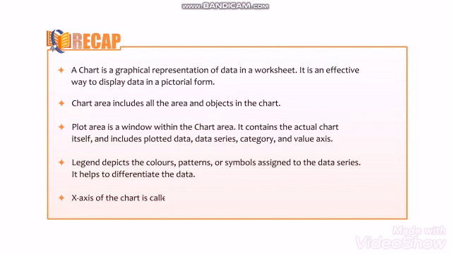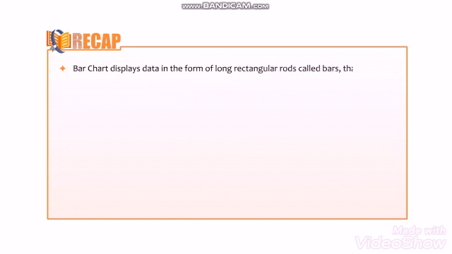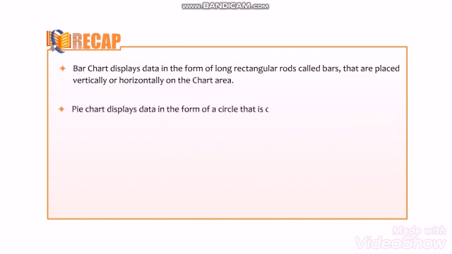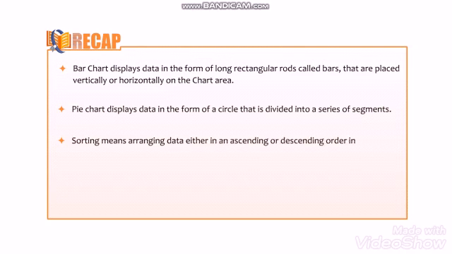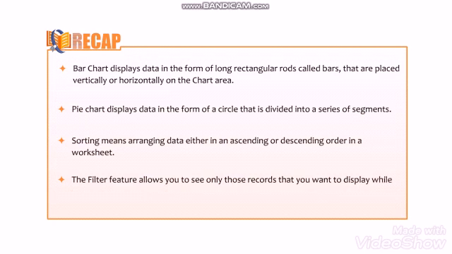X-axis of the chart is called category axis and Y-axis of the chart is called value axis. Bar chart displays data in the form of long rectangular rods called bars that are placed vertically or horizontally on the chart area. Pie chart displays data in the form of a circle that is divided into a series of segments. Sorting means arranging data either in an ascending or descending order in a worksheet. The filter feature allows you to see only those records that you want to display, while it hides the rest of the data temporarily from the view.